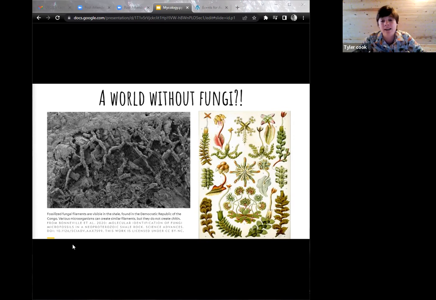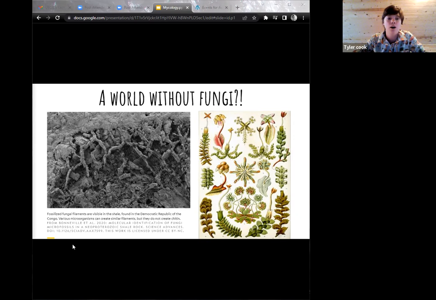On the left here is an illustration of some liverworts, which is a division of non-vascular land plants and Earth's earliest land plants. And fungi were some of the first complex life forms on land, and they helped these land plants move away from these tiny marginal little things that dwelled on the water's edge and into large forests and ecosystems.